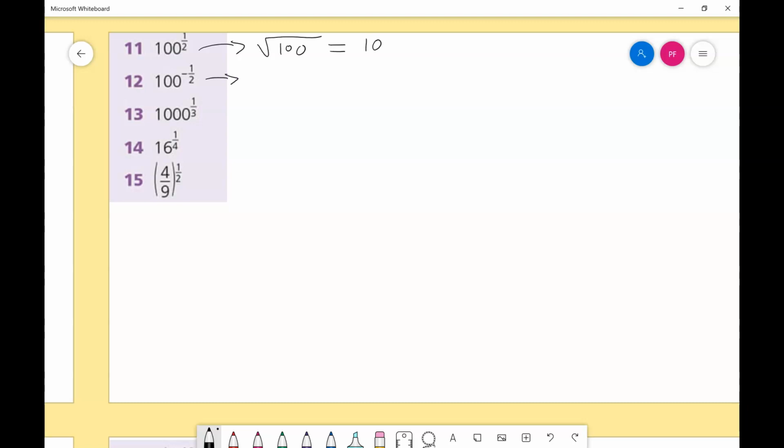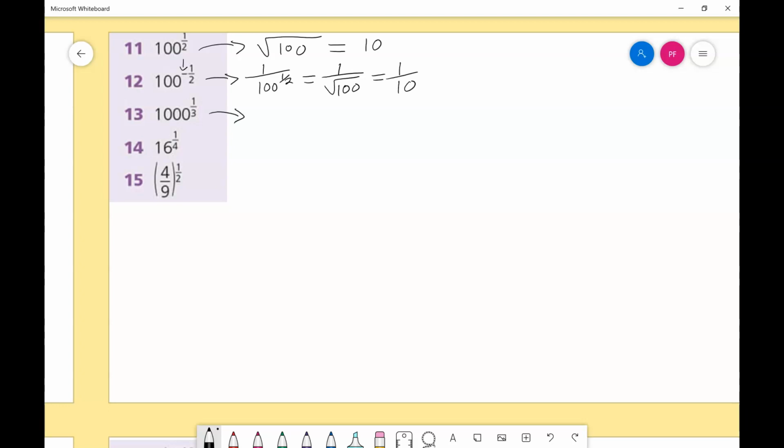Here I have 100 to the power of minus a half. The minus means the 100 should be on the other side of the line, or should be the denominator. So it's 1 over 100 to the power of a half. Power of a half means square root of 100. So that's 1 over 10.